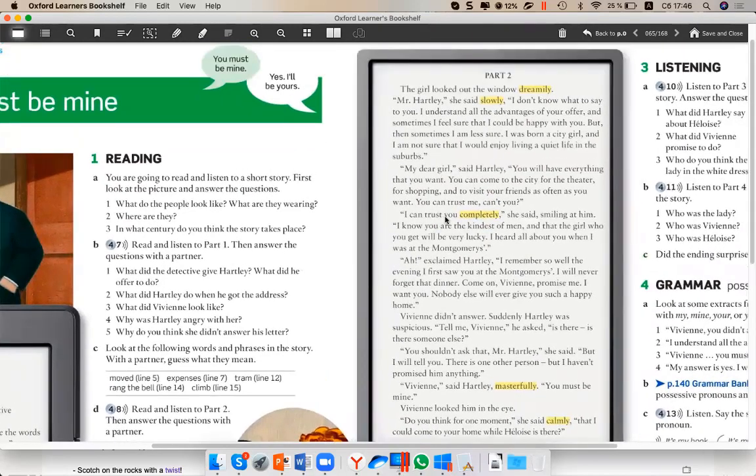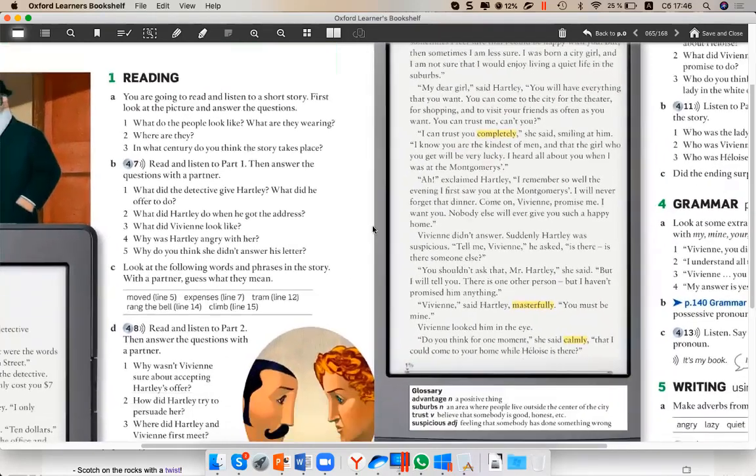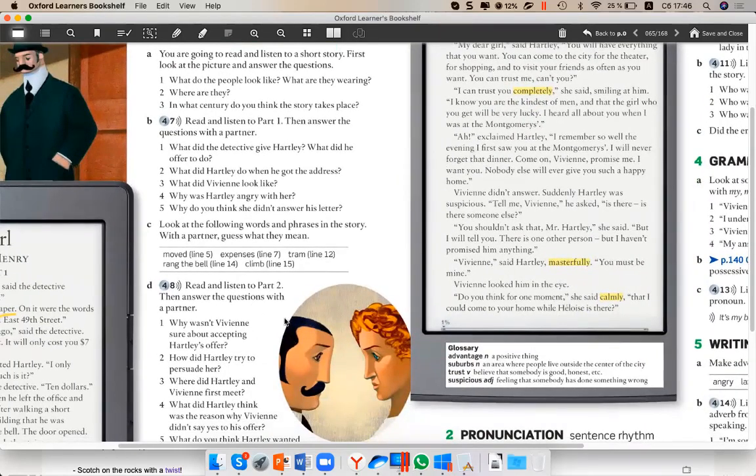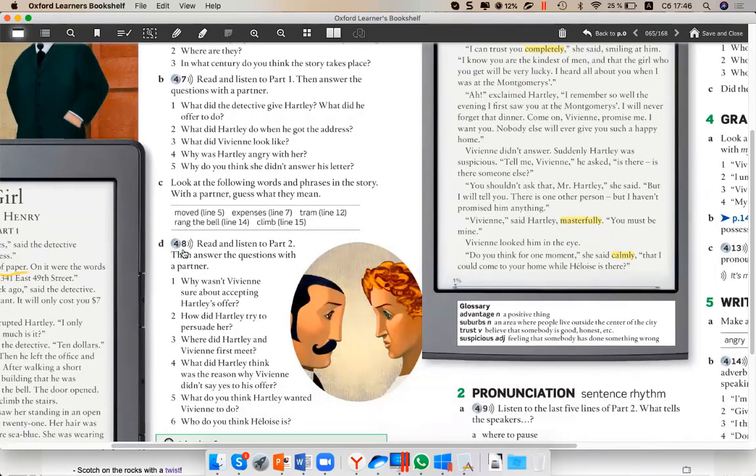Now you are to read the second part of the text. Then let's start reading. You will listen to the whole part of this text.